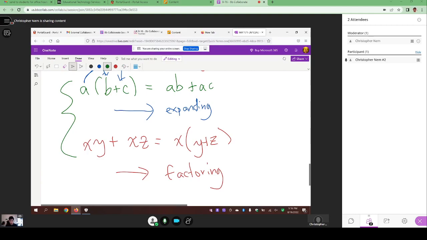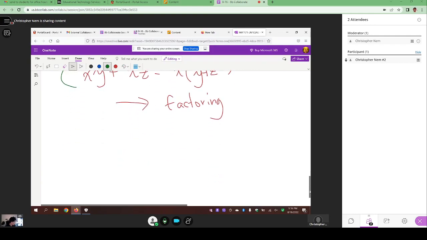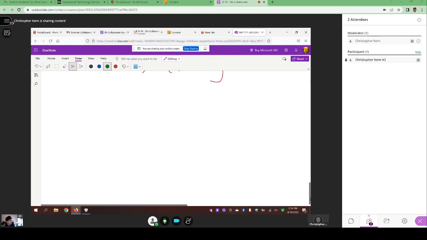If I have some building blocks and I place them all out, I am expanding it. However, with Legos, for instance, I can break them up together, and that is what we'll call factoring. So that is how distributive property works. We can do an example real quick. So an example with a distributive property.